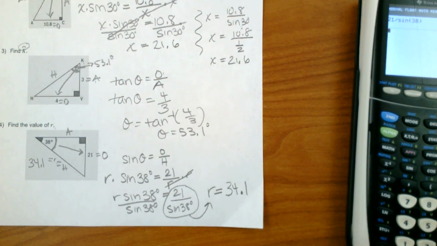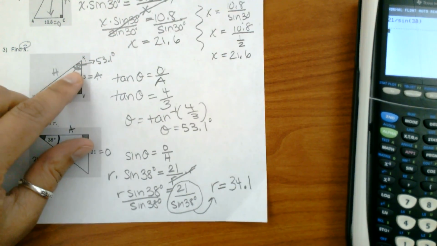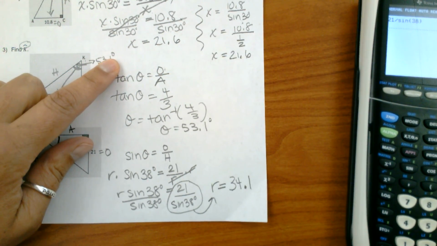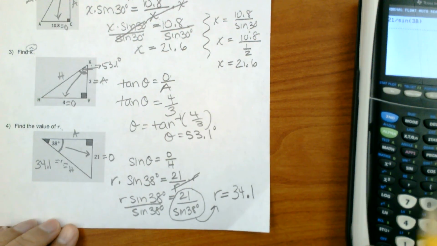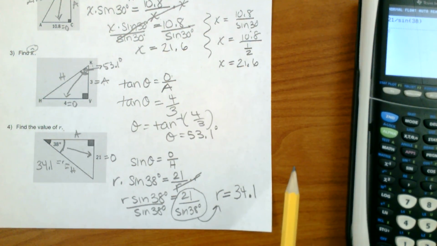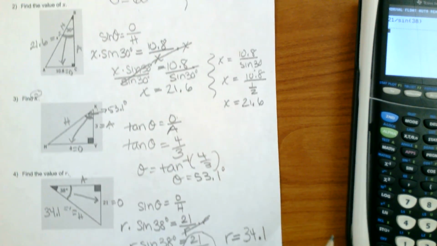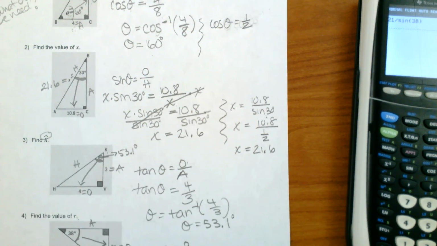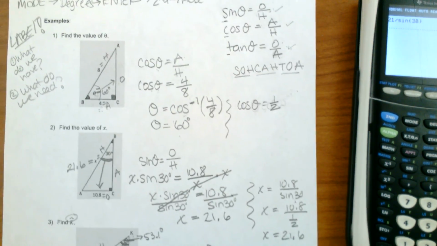Like if we had centimeters, we would put centimeters, but none of these came with any type of unit measurement, so just don't put anything. This does not get degrees. That one got a degree right here because it was an angle measurement. All right, so this has been using sine, cosine, tangent in right angle triangles. I hope it helped.